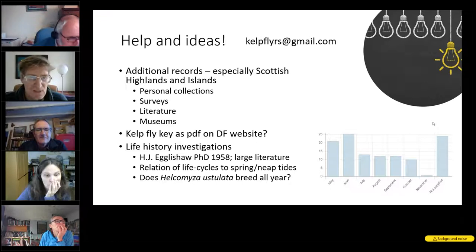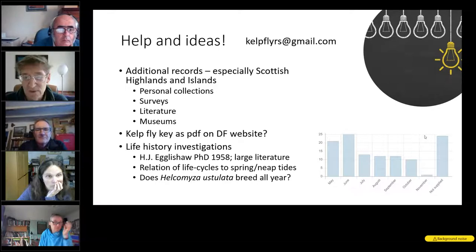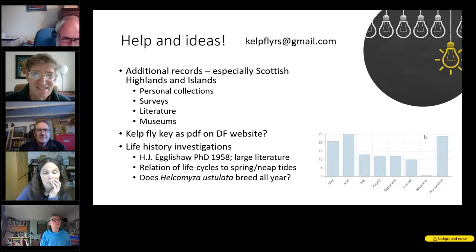The last thing I wanted to mention is one of the species, Helcomyza ustulata, which is the one I've not seen so far. I'm still looking out for it, but it seems there are no records on NBN from December to April. So it seems to disappear, in contrast to all the other kelp flies. So the question is, does it breed all year? Is it genuinely doing something else in the winter? I'm very keen to hear if anybody has ideas or can provide records, that'd be fantastic. I put the recording scheme website up there. So thank you very much for your attention, and I look forward to the records flooding in.